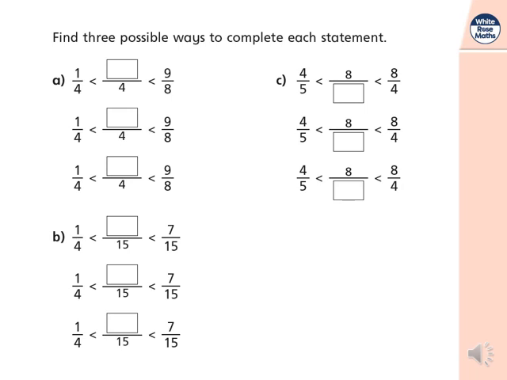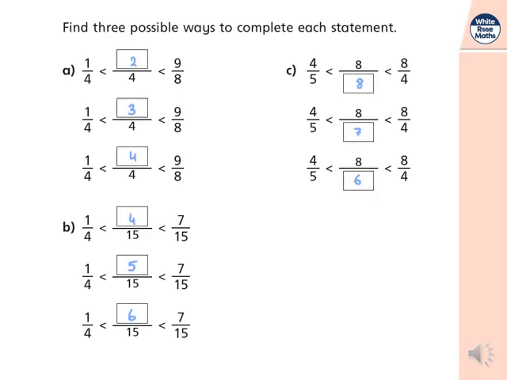For this one, it says find 3 possible ways to complete each statement. So like we did before, when we had to work out larger, there are 3 possible ways that we could have answered these. So pause the video and have a go. Let's have a look and see. Here are your answers. Have a look and see how you did, and when you're ready, we'll move on to the next question.